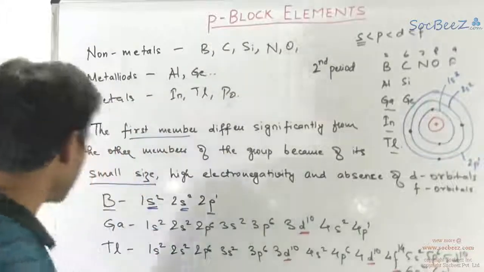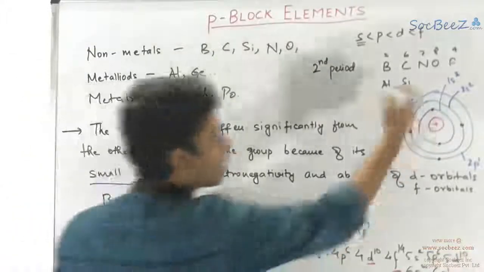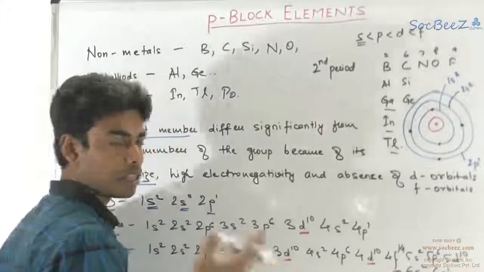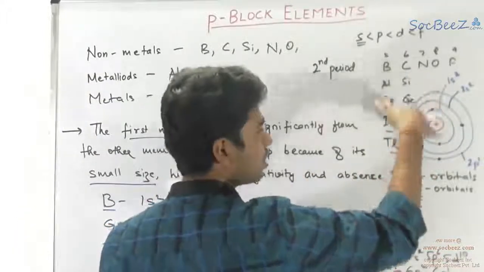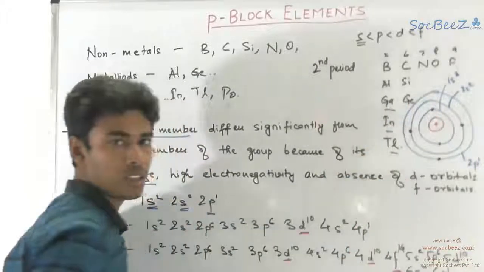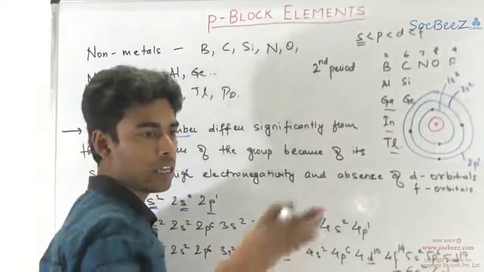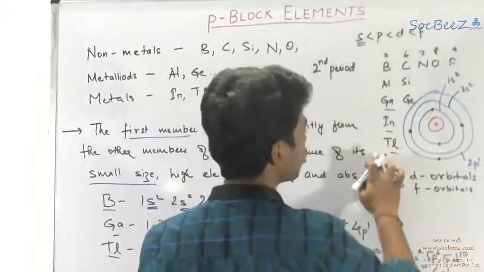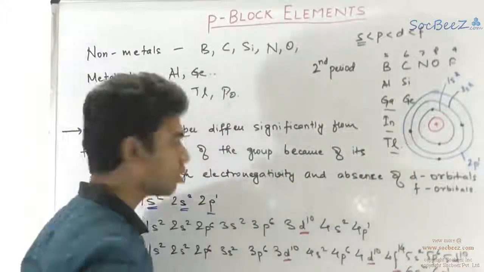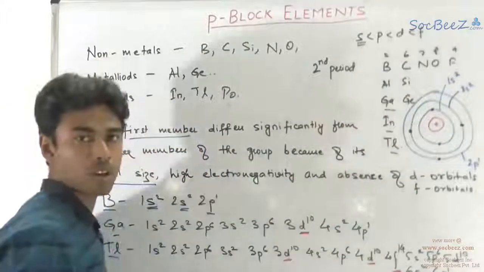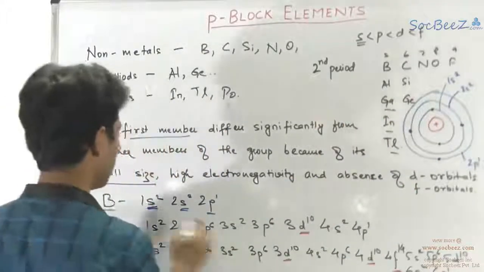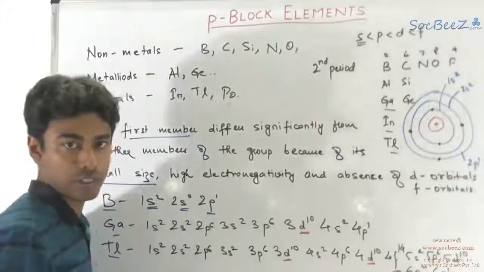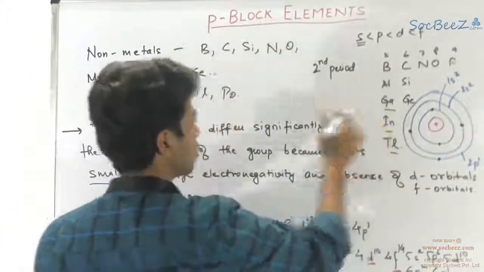But in case of gallium and thallium, the shells are too many, so the effect of the nucleus diminishes. The nucleus effect vanishes within the rings itself. So electronegativity decreases when we go down the group, because the atomic radii increases. Since boron is the smallest in size, it would have the highest electronegativity in this group.